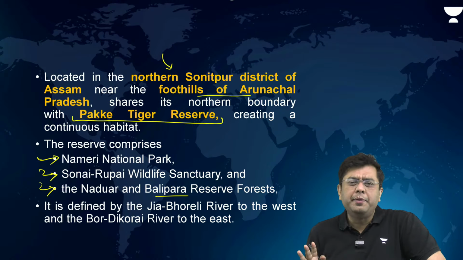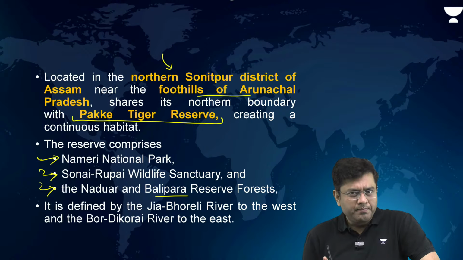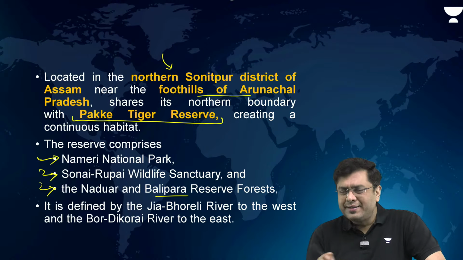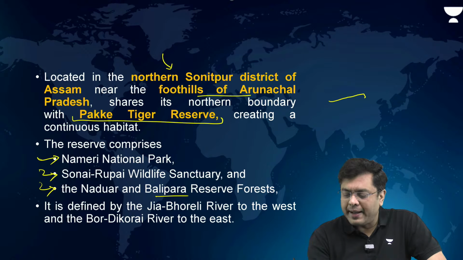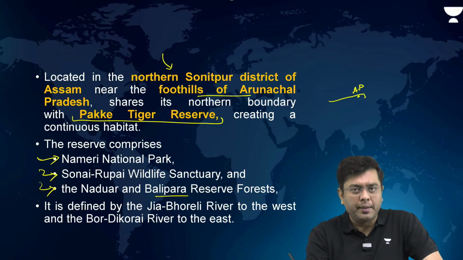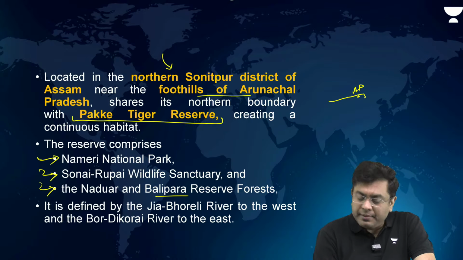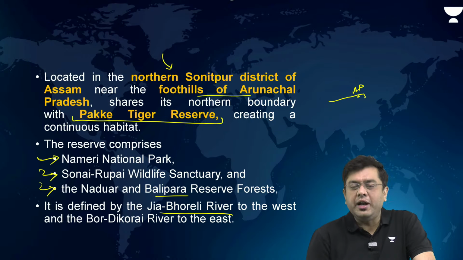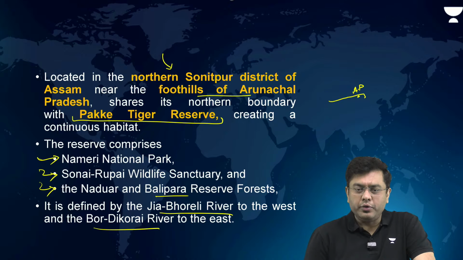Now, all of this you won't be able to retain. Look at the location. That's it. Location is at the boundary zone of Assam here, right? Immediately in the foothills of Arunachal. You have Arunachal Pradesh above. Defined by the Jia Boreli River as well as the Bor Dekorai River in the boundary zones.